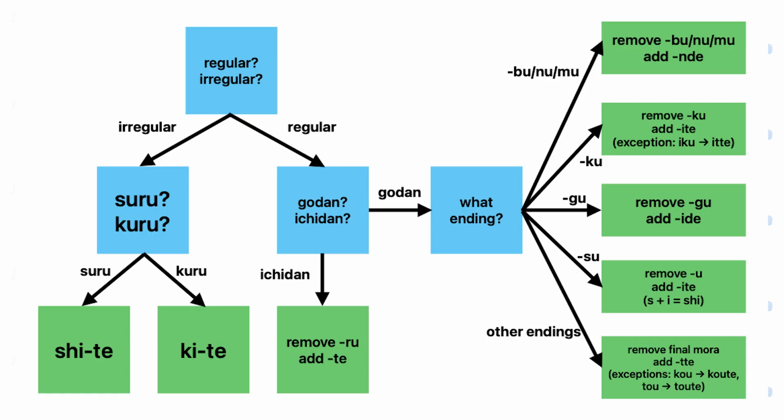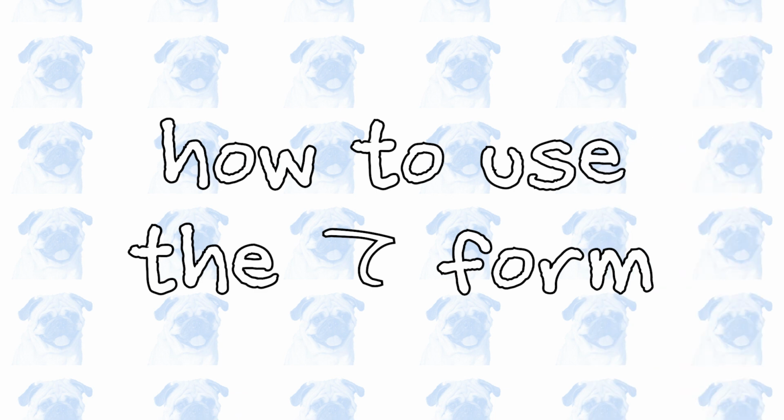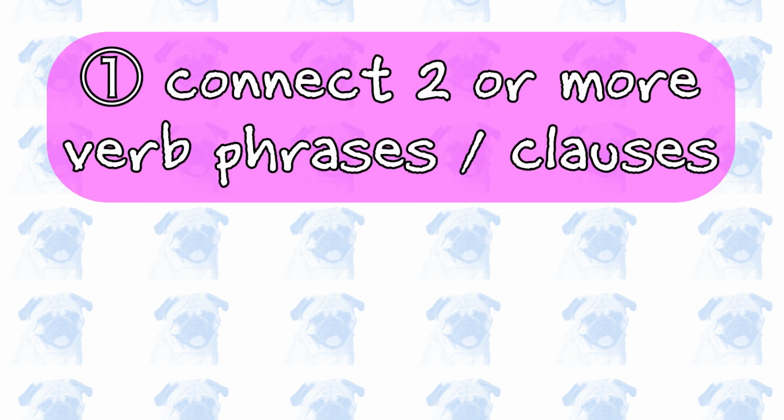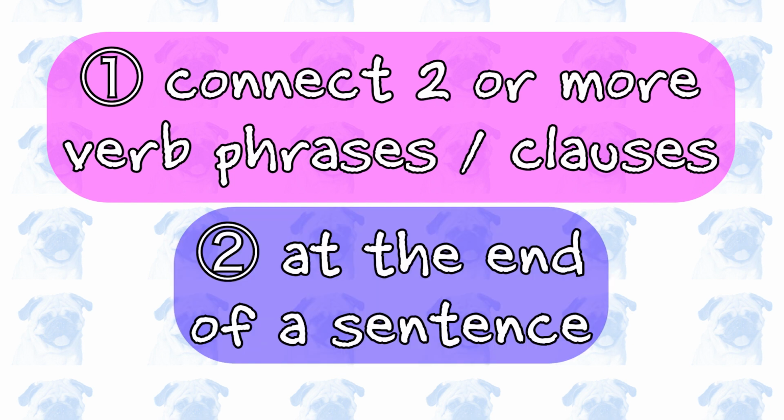Now that you know how to turn any Japanese verb into its te form, let's learn how to actually use the te form. The te form is mainly used in two ways. First, to connect two or more verb phrases or clauses. Second, at the end of a sentence.